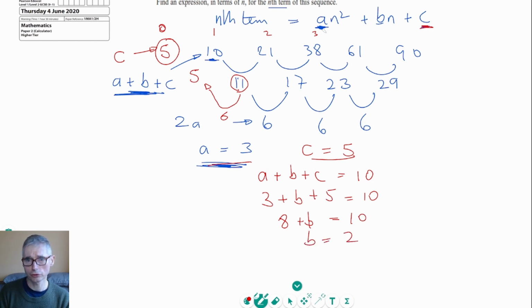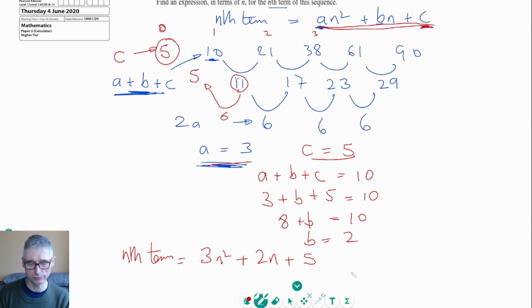So now I'm just going to put the values into there. So I can see, well, okay, so a is 3, so I've got 3n squared. b is 2, so it's 2n, and c is equal to 5. So that's the nth term there. And that allows me to find any value within the sequence.